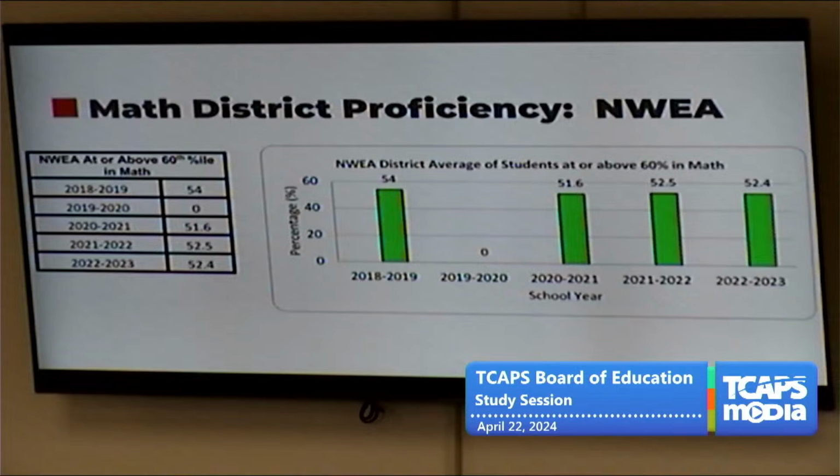So in 2018-19, that was at 54%. So just 54% of all the elementary students in TCAPS were at or above the 60th percentile. We did not have scores in 2019-20, and then coming back in 2020 and 2021, that number dipped to 51.6%. And then the next two years, 2021-22 and 2022-23, we saw a modest uptick in that percentage to land right at 52.5%. So about 52.5% of our students, K through 5, are performing at or above the 60th percentile on NWEA math.